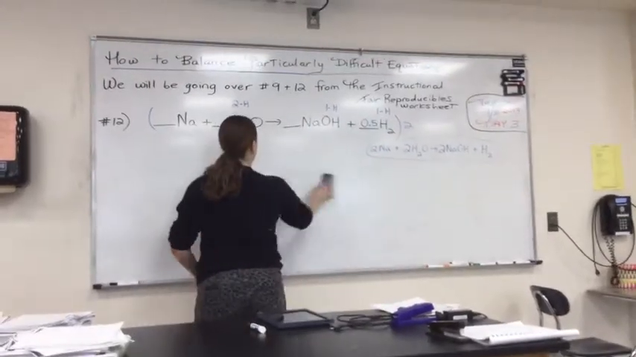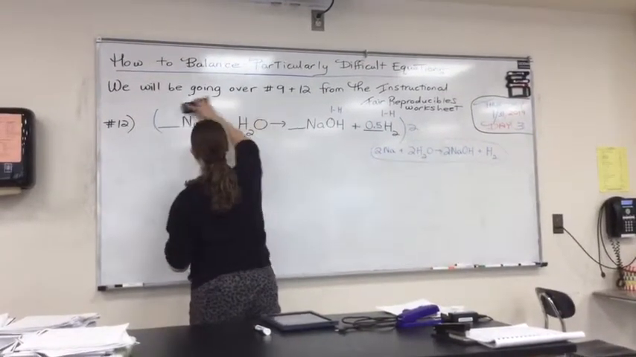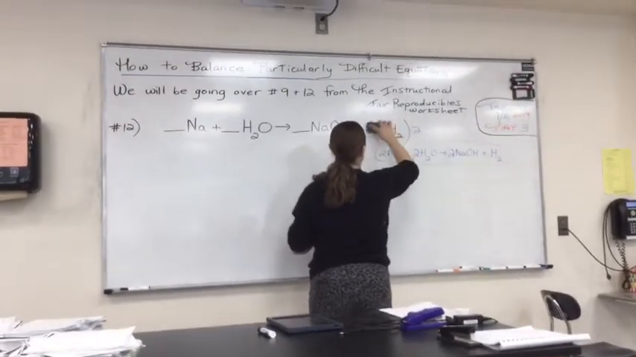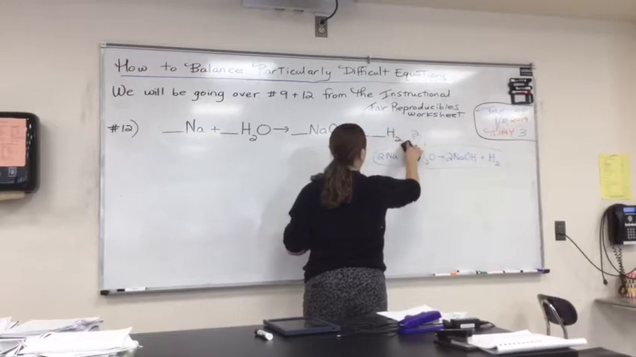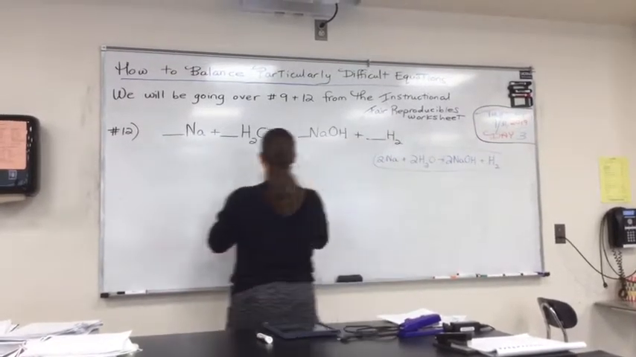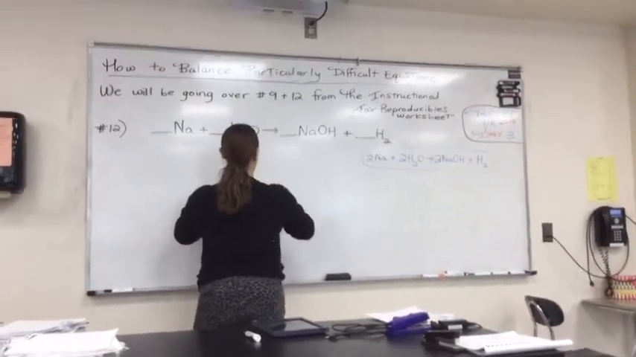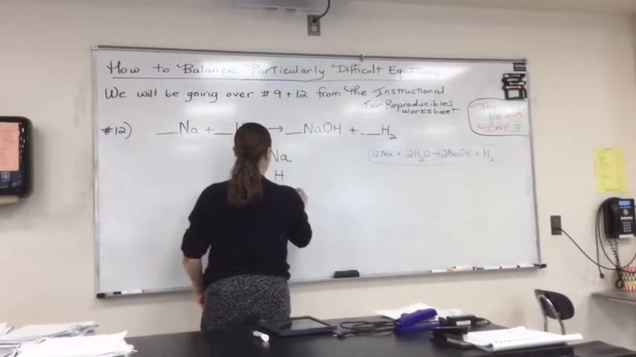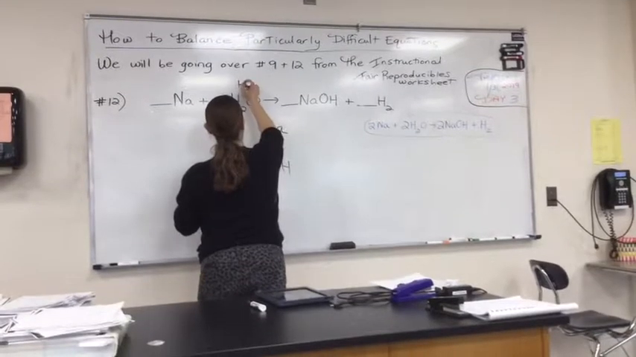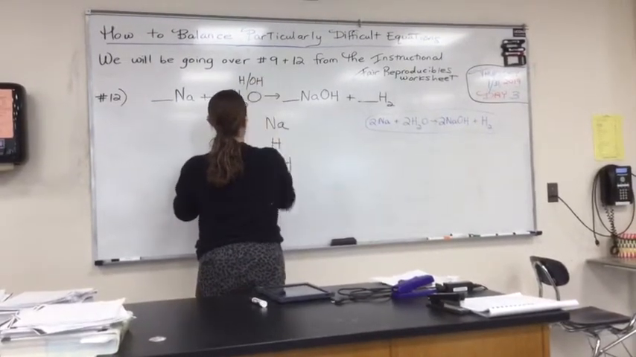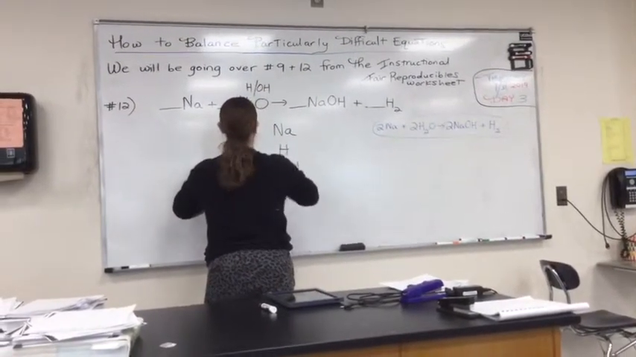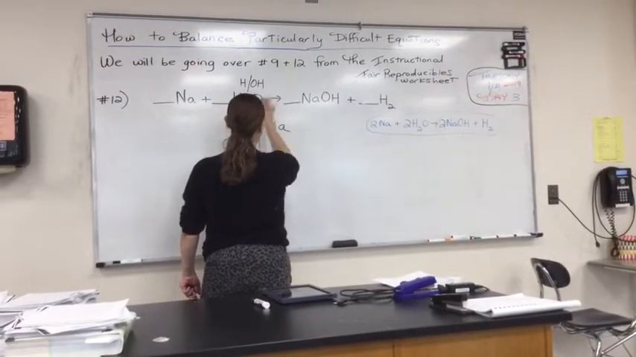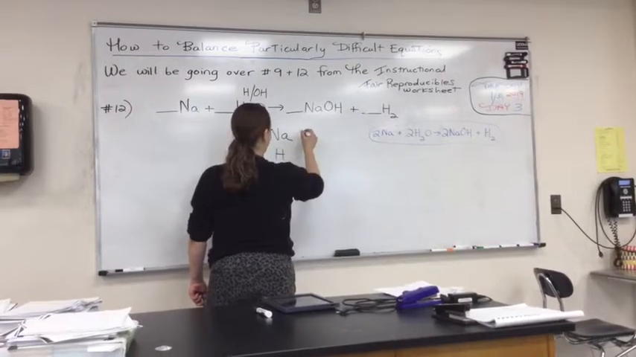Okay. Then the other trick for this one, if you have one with water in it, you can split it up like this. You can split it up into Na, H, and OH. Because when water breaks apart, it breaks into hydrogen and hydroxide. It breaks into these 2 ions here.